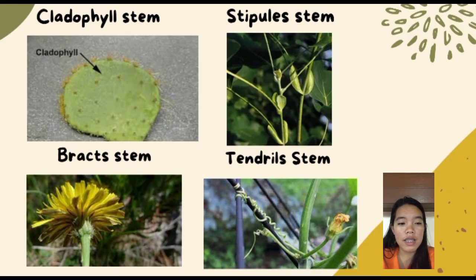The next one is the stipules, which are paired scales, glands or leaf-like structures at the base of the petiole formed from leaf or stem tissue. Bracts are modified leaves at the base of flowers. Some are highly colored and resemble petals that surround the small yellow flowers.